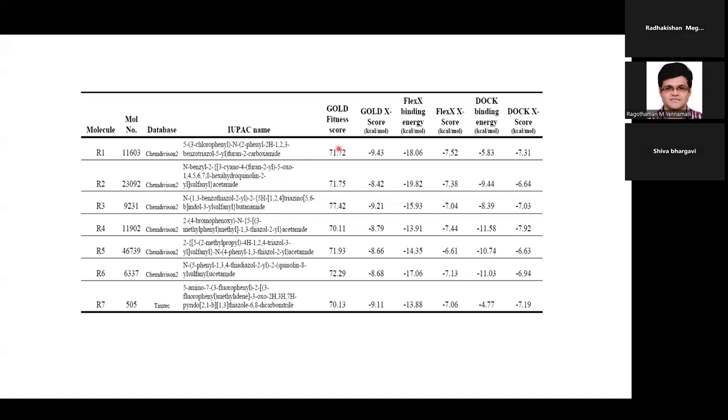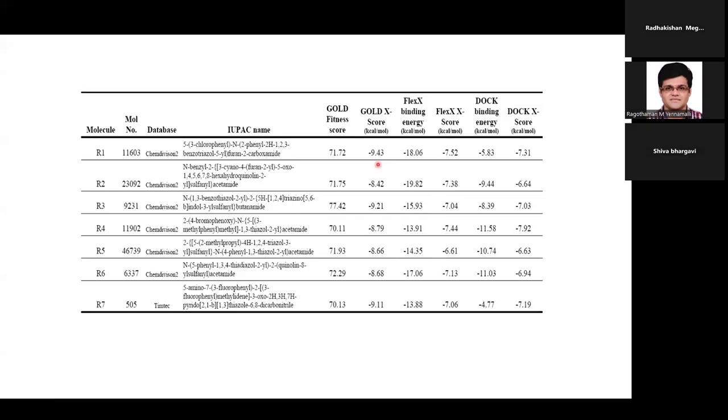Now, the second thing that you will notice is that even though FlexX and Dock give values in kilocalorie per mole, they are not very similar values. Here it is giving minus 9.44 kilocalorie per mole. Here it is giving minus 19.82 kilocalorie per mole. So which one is true? Which one is the correct binding energy? And also, how do you compare the binding energy of FlexX and Dock with Gold, which is a positive number? And in this case, they are all negative values, or positive values mixed with negative values.